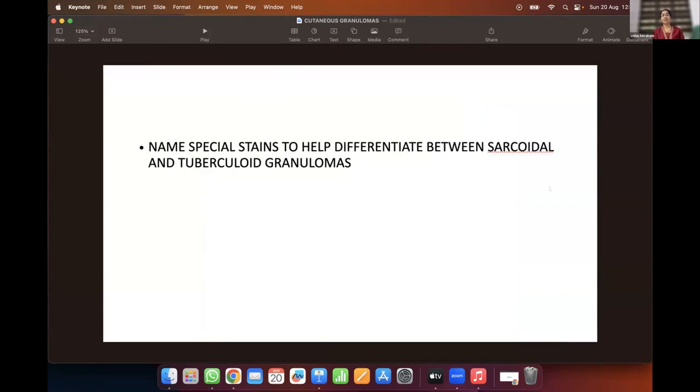Okay, here there's no picture. Just name the special stains to help differentiate between sarcoidal and tuberculoid granulomas. 2 special stains.